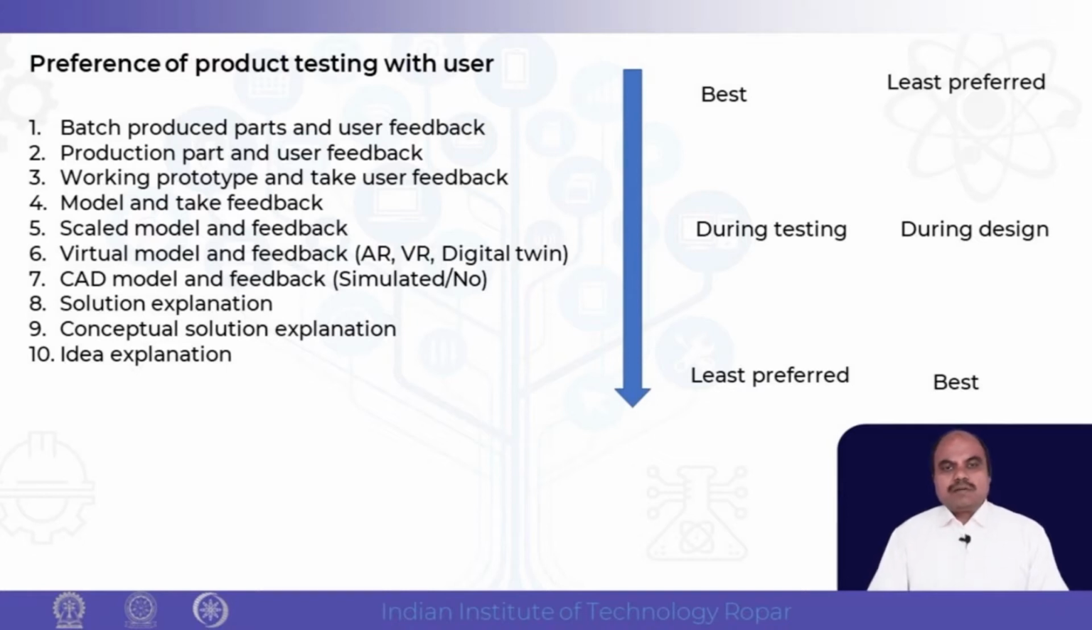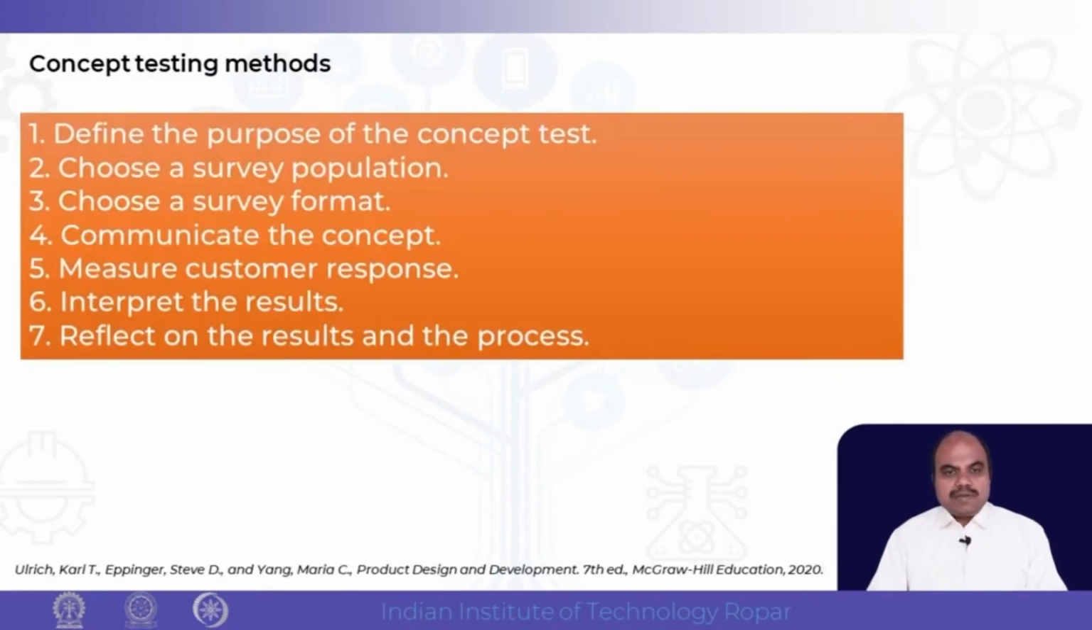Now, what are the steps for concept testing methods? The first step is to define the purpose of the concept test. Once we define the purpose, we choose a survey population. Once we have the survey population, we decide on the survey format. Then we communicate the concept to the potential users or the people who are testing it. Then we measure the customer response. Then we interpret the results.